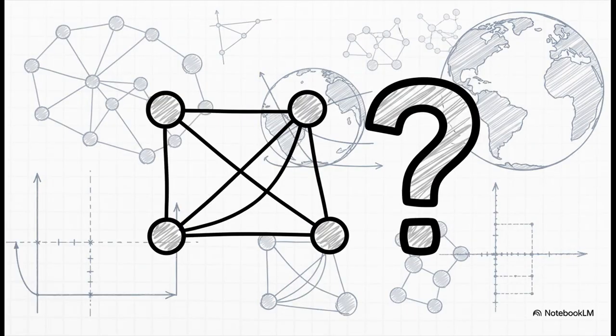Because that's really the big idea here. Our world, from our friendships to the entire global economy, is just a giant series of networks. And vertex edge graphs, well, they give you the map to understand it all.